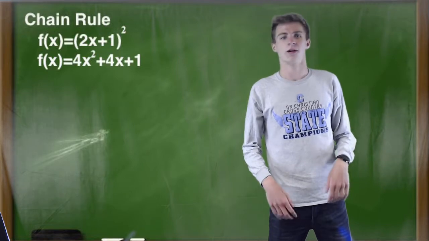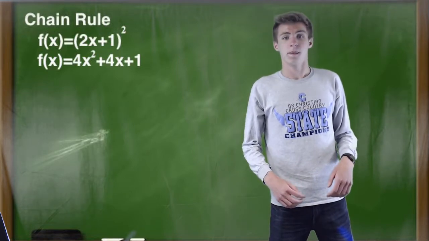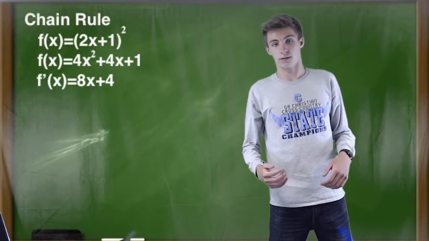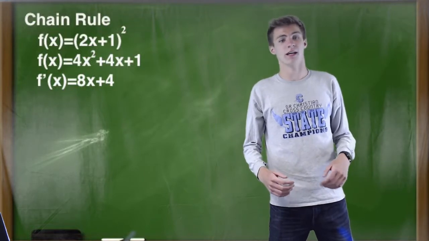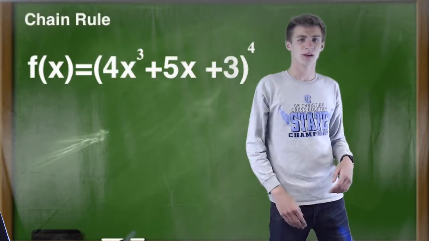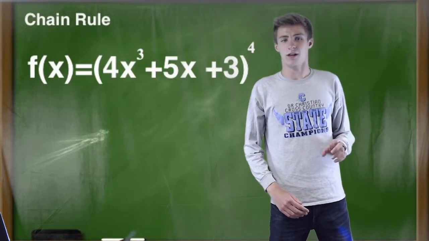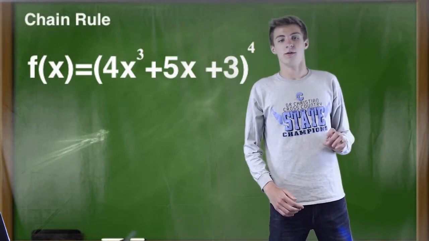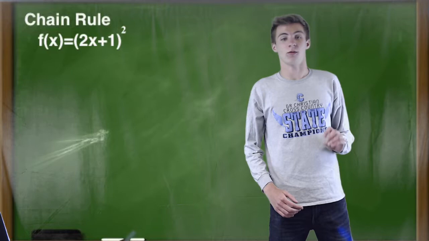It's basic algebra. And using the rules we already know, we get the answer of f'(x) = 8x + 4. Now that's great and didn't take much time, but what if the function is this one here? Here, the chain rule is necessary. We will come back to this problem later, but let's keep it simple and stick with y = (2x + 1) squared.